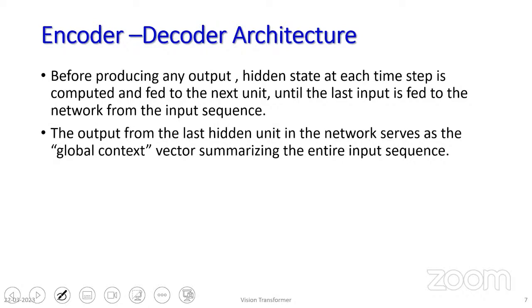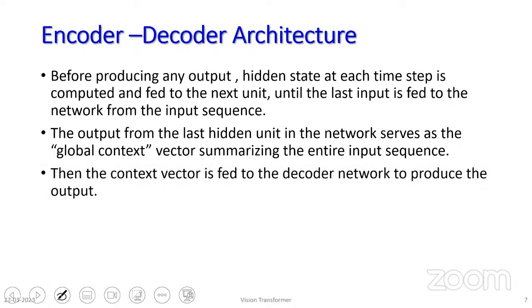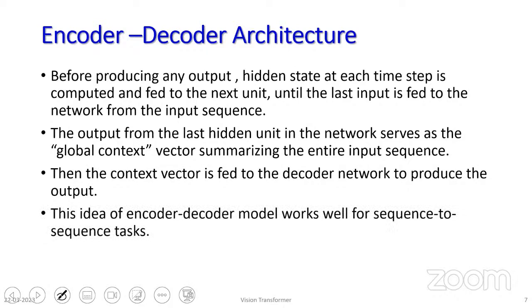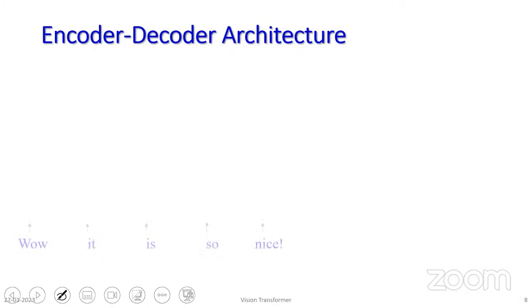The output from the last hidden unit in the network serves as the global context vector summarizing the entire input sequence. Then the context vector is fed to the decoder network to produce the output. So this idea of encoder-decoder model works well for sequence-to-sequence tasks. So let us see how it looks. Let's take this: wow, it is so nice. For the sake of convenience, I have removed the comma after wow, and the exclamation mark after nice I should have removed also. So suppose it is there.